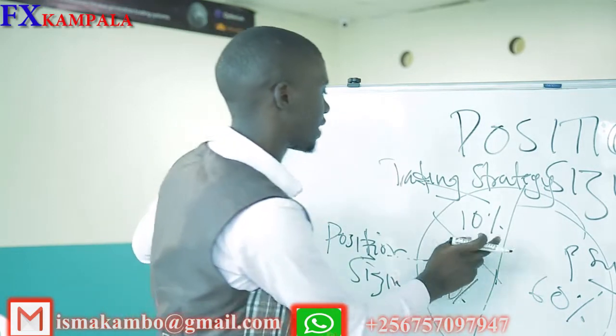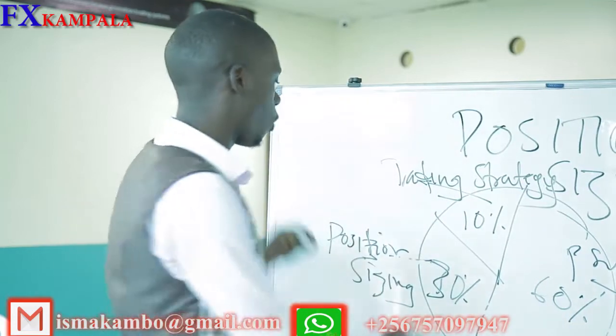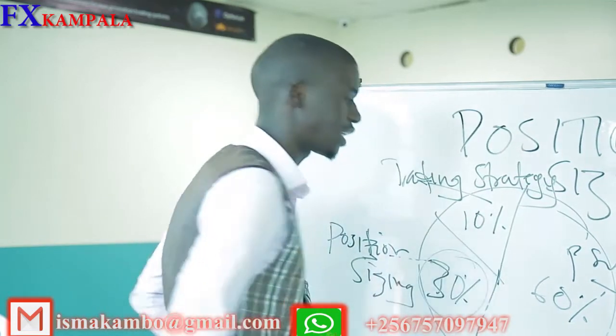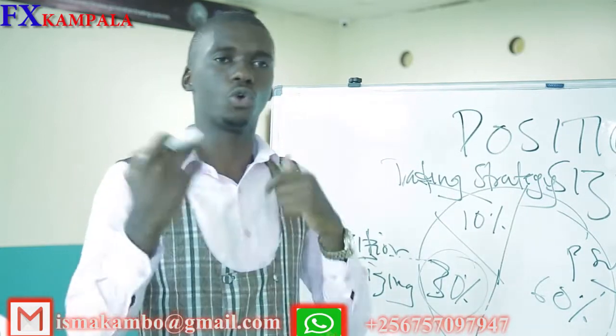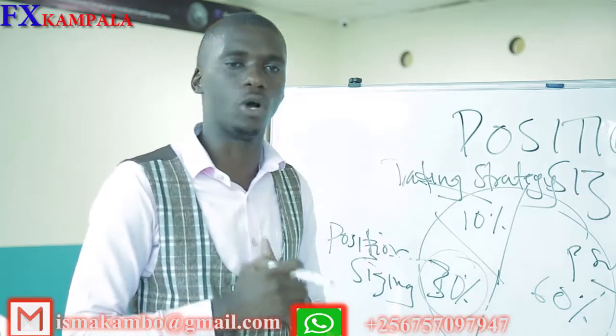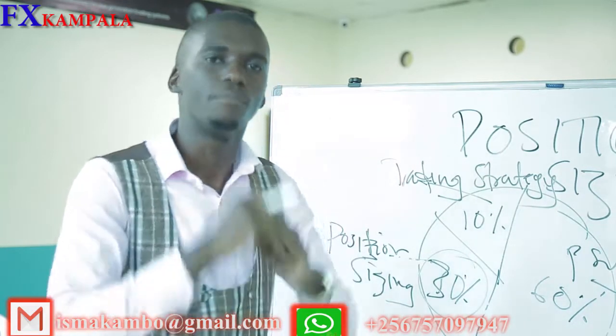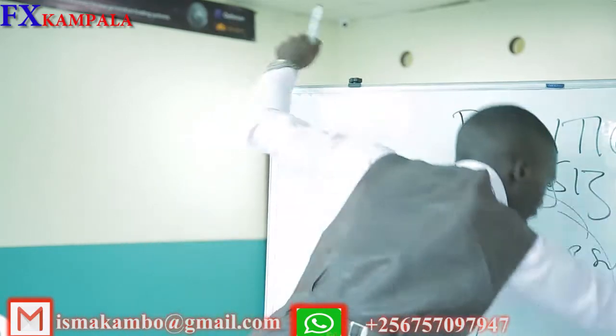So having looked at 10%, 30%, 60%, we've realized that we are taking the 30%, which entails position sizing. Meaning that before you go in for a trade, calculating a particular lot size is very paramount. And all I want us to study today is how to calculate a particular lot size.